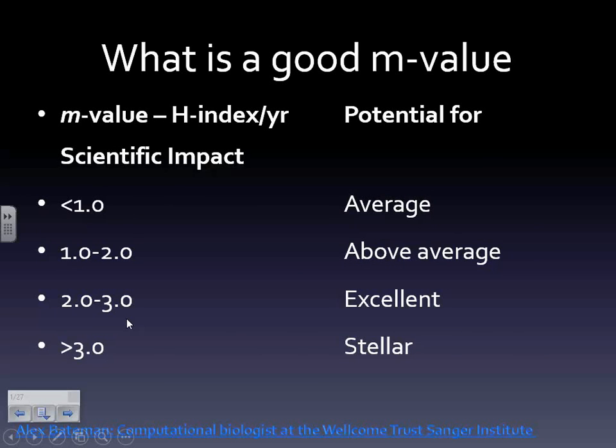This is Alex Bateman. I found these statements on the internet to be quite similar to mine, so I copied quite a bit from what he said. The M value is the H index over years. If your M value is less than 1, you're average. 1 to 2, you're above average. 2 to 3, it's excellent. More than 3, it's stellar. Then he points out, you should fly that postdoc from across the world and hire them immediately, because this person is going to become, based on what we see currently, a very productive and well-cited person. So if you're interested in this, that's what you should do.